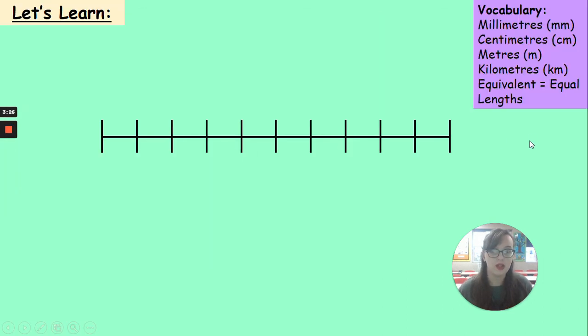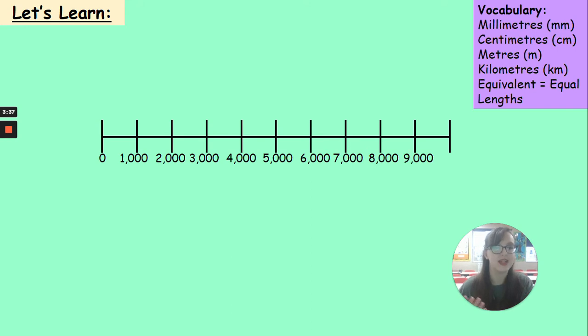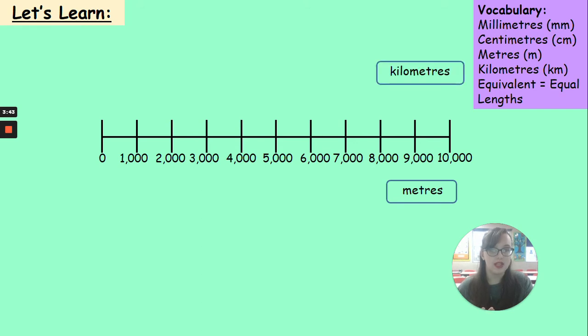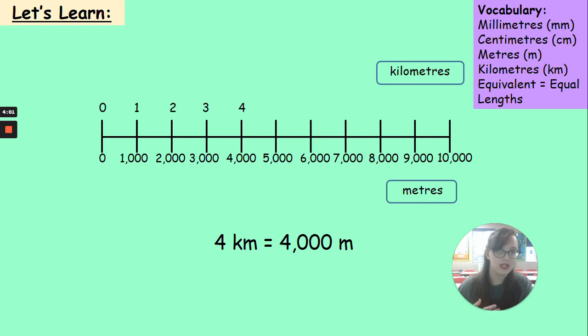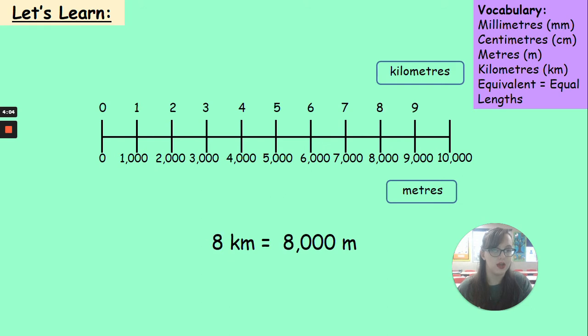Okie dokie. So I have a number line in front of me, and on the bottom I'm going to count up in thousands. So 1,000, 2,000, 3,000, 4,000, 5,000, 6,000, 7,000, 8,000, 9,000 and 10,000. And these are going to be my metres. And on top I'm going to count in kilometres. We know that 0 metres is going to be 0 kilometres. We know that 1,000 metres is going to be 1 kilometre. 2 kilometres is 2,000 metres, 3 kilometres is 3,000 metres, 4 kilometres is 4,000 metres, and so on and so forth until we get right the way up to 10 kilometres being 10,000 metres.